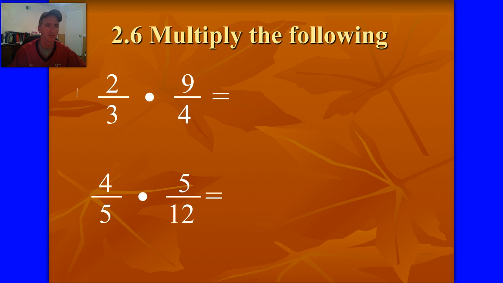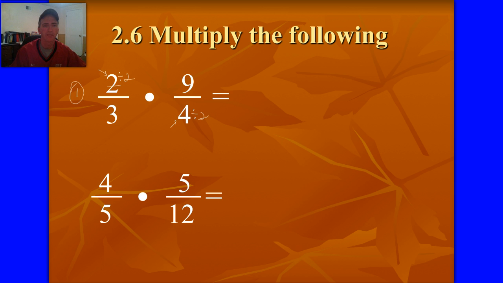Watch this first question, number 1. 2/3 times 9/4. Well, if you will take a look at this 2 right here and this 4. The previous slide says that you can cancel out a common factor in any numerator and any denominator. This 2 and this 4, they're both divisible by 2. So you can actually cancel it out.